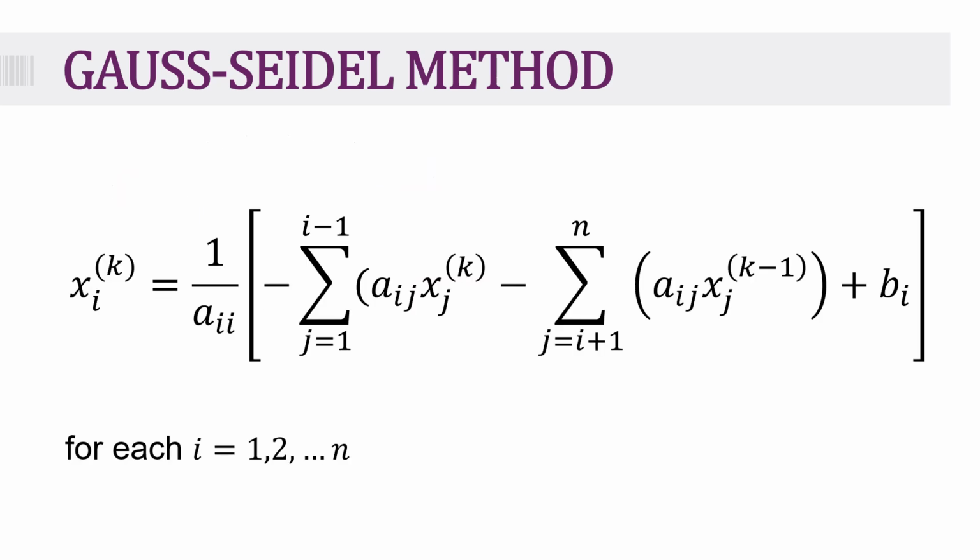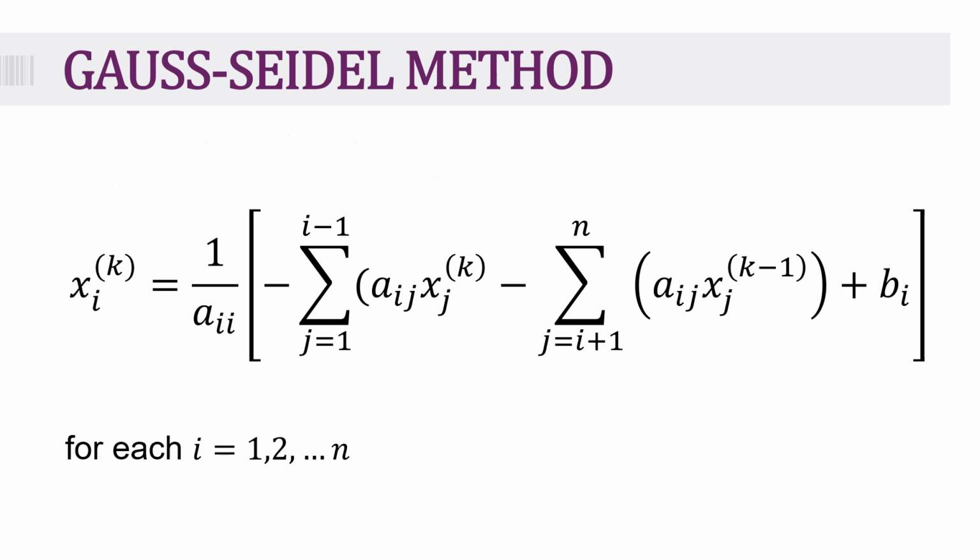And the solution using the Gauss Seidel method is defined as x sub i of k equal to 1 over a sub double i times the negative summation of a sub ij x sub j of k from j equals 1 to i minus 1 minus the summation of a sub ij x sub j of k minus 1 plus b sub i from j equals i plus 1 to n for each i equal to 1 up to n.